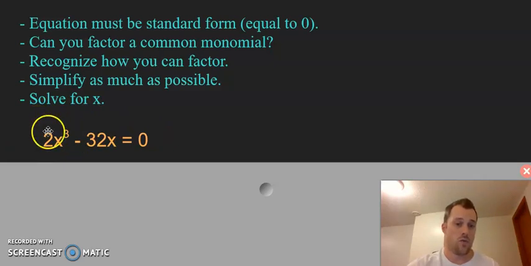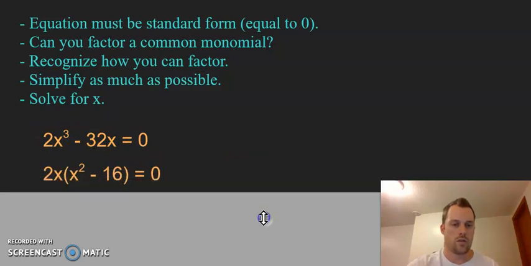So I noticed that both coefficients, 2 and 32, are even numbers. We can factor out a 2, and they both have an x. So we're going to factor out a 2x. We get 2x times (x squared minus 16).